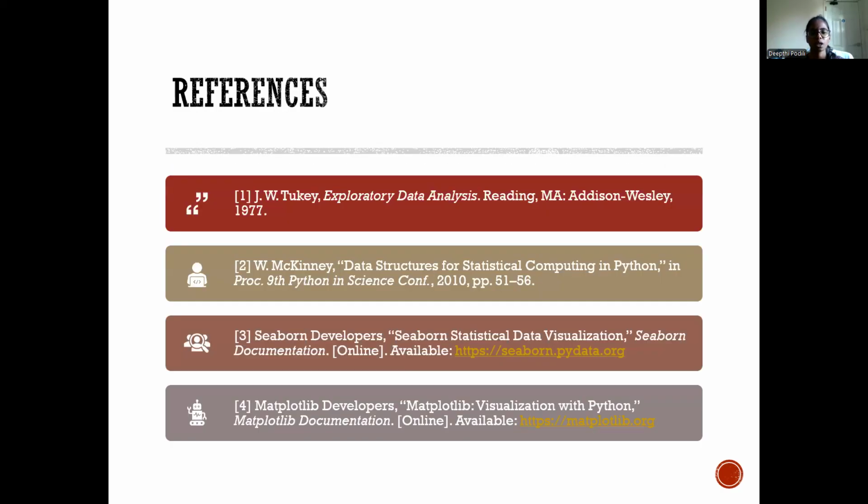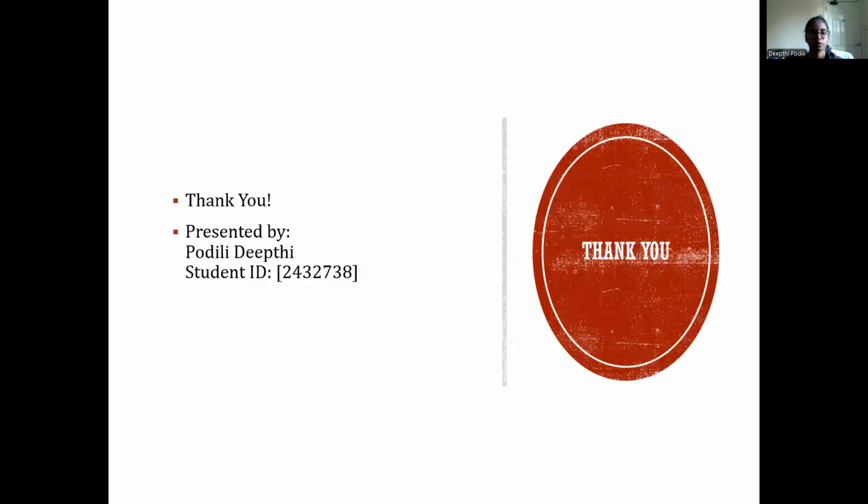These are the references I used for the exploratory data analysis using the Superstore dataset. These are the references I have gone through and used, which are helpful for my project.